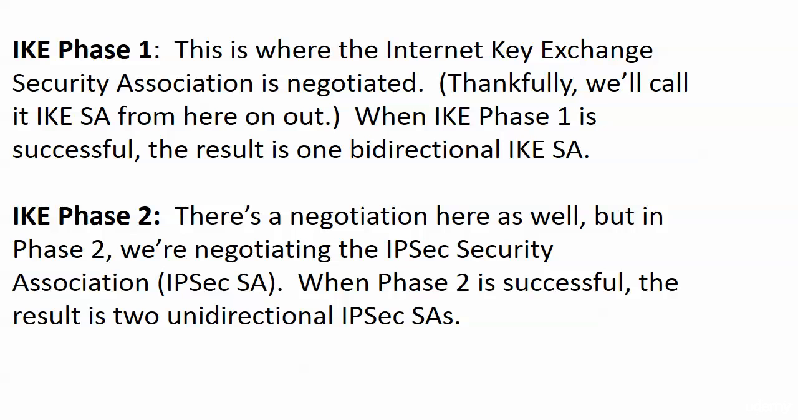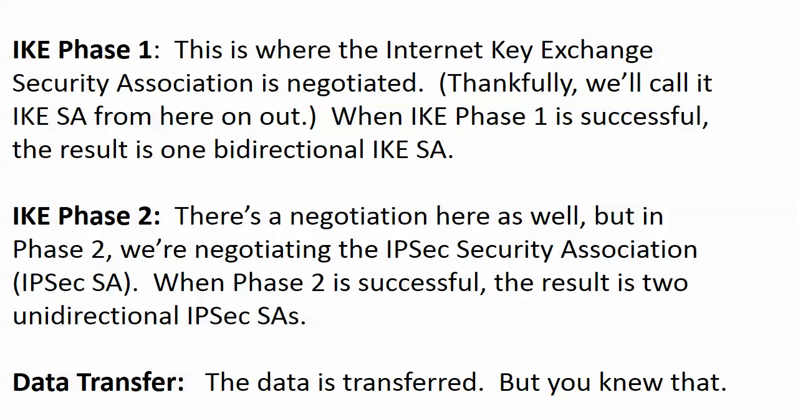As opposed to what we get at the end of IKE Phase 2, there is a negotiation here, but what we're negotiating here is the IPsec Security Association. So if you say it out loud, it's IP Security Association. Let's just call it IPsec SA. And when Phase 2 is successful, what we end up with is 2 separate unidirectional IPsec SAs. Now, of course, the big thing to be concerned with here is if Phase 1 is not successful, there is no Phase 2. So we've got to watch our P's and Q's when it comes to that Phase 1.